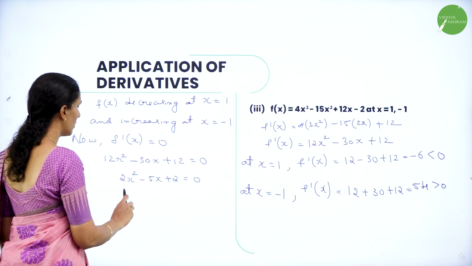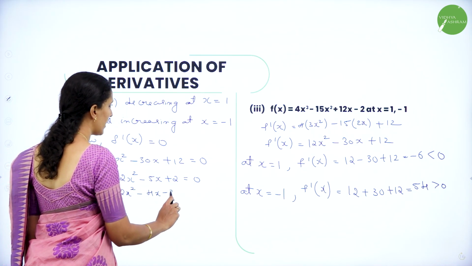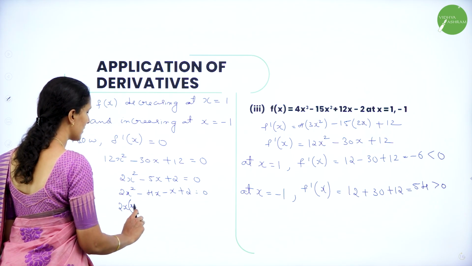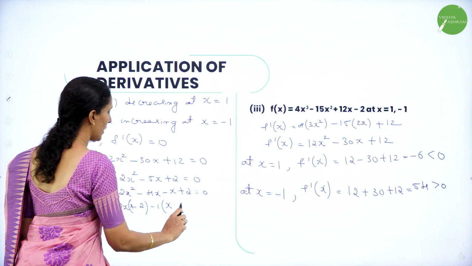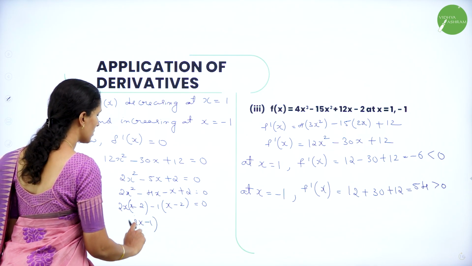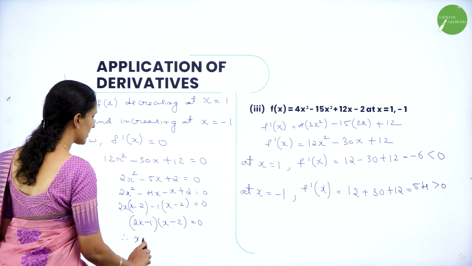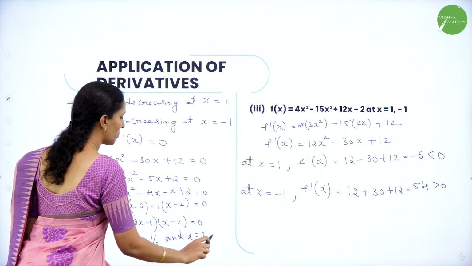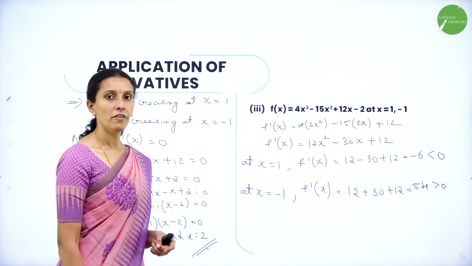So here 2x square minus 4x minus x plus 2 is equal to 0. If you take 2x common, x minus 2 minus 1, x minus 2 is equal to 0. So we get the factors as 2x minus 1, x minus 2 is equal to 0. Therefore, x is equal to 1 by 2 and x is equal to 2. So these are the critical points of the given function.